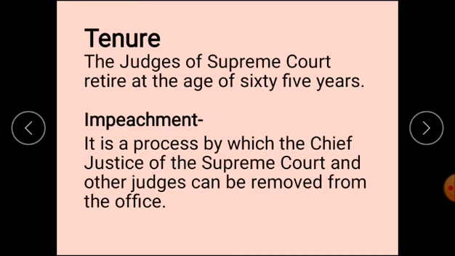Tenure. The judges of the Supreme Court retire at the age of 65 years. Impeachment. What is impeachment? Dear learners, it is a process by which the Chief Justice of the Supreme Court and the other judges can be removed from the office. I repeat, it is a process by which the Chief Justice of the Supreme Court and the other judges can be removed from the office.